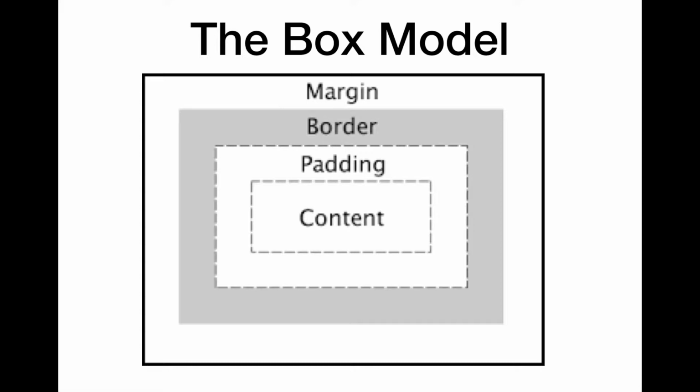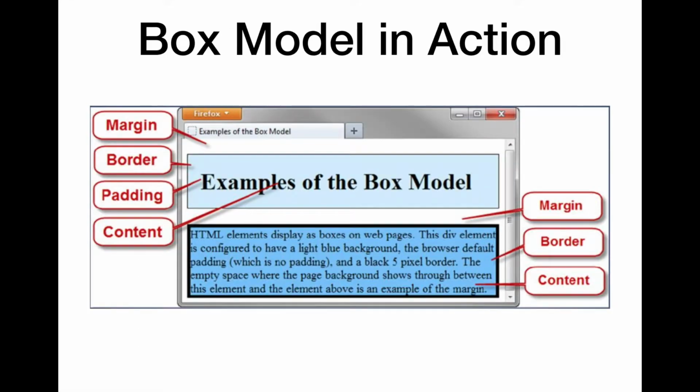All browsers have a default margin, but you can override that in your CSS style sheets. And the padding default setting is 0 pixels for all the browsers, and you can override that as well. So you get complete control over where everything is placed. So let's see the box model in action.